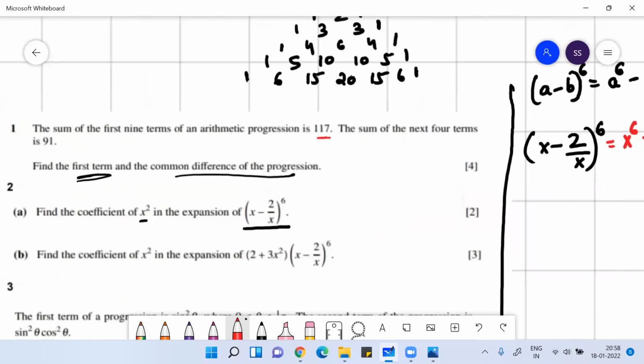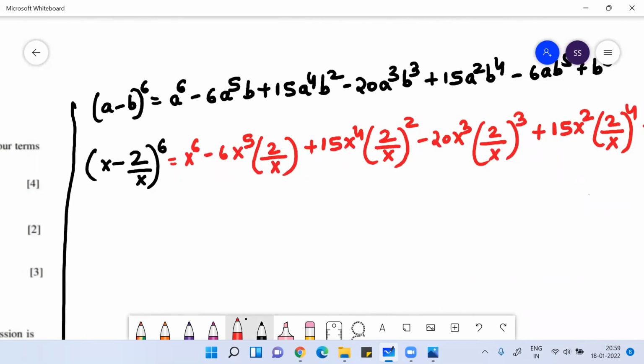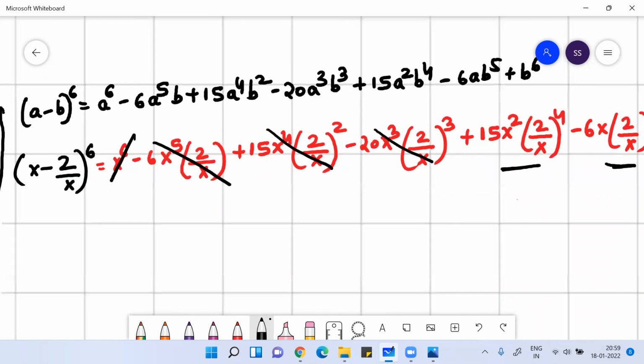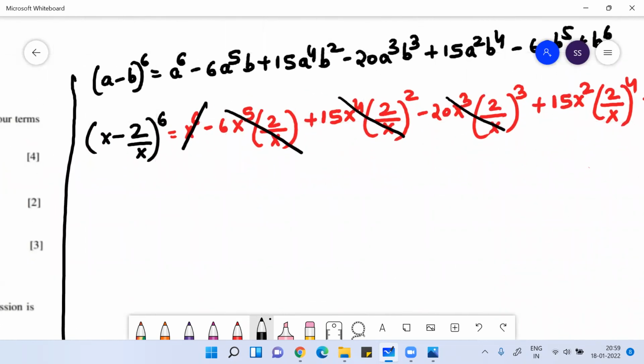Now you need to focus on x square, right? So where you are getting x square, just focus on that. In some terms I'll not get x square. Here, if you notice, this will get cancelled. Here I'll get 1 by x square, here I'll get 1 by x to the power 4, and here I'll get 1 by x to the power 6.